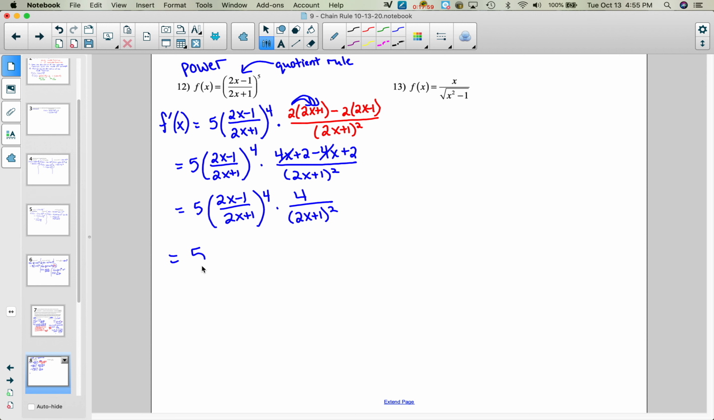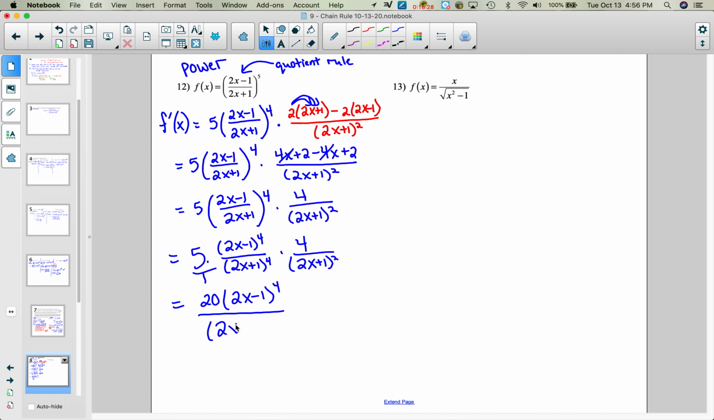Also, I'm going to separate this out for you guys, because I just want to show you, because I can do that. And then notice my denominator. So I'm going to just multiply now, multiplying these fractions. So I'm going to get 20 times (2x minus 1) to the 4th power. And then in the denominator, I'll have 2x plus 1. Add the exponents, so we get the 6th power. So this is my answer.